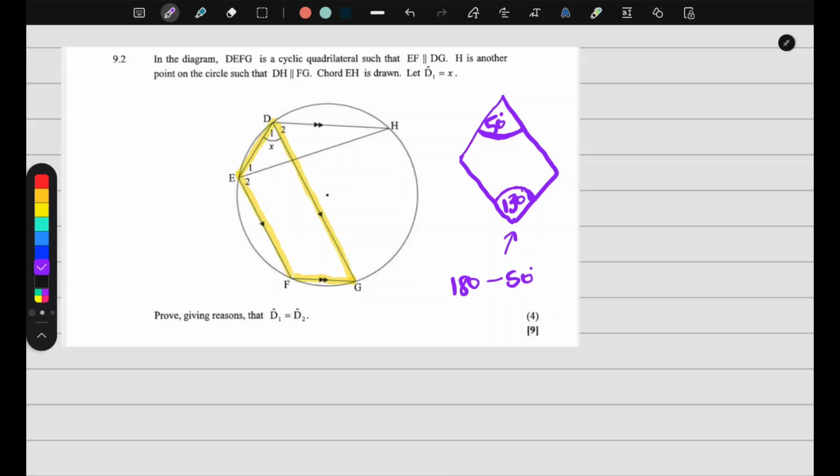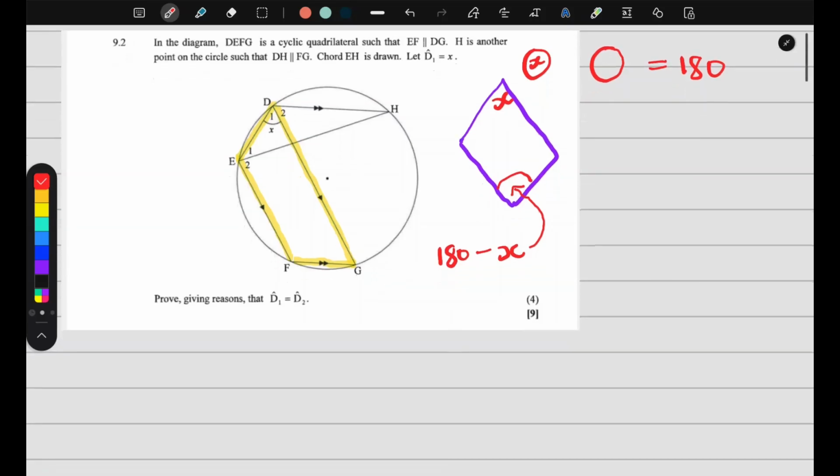Okay, that's easy. But let's say this angle is x. Then what is this angle? This angle is then 180 minus x. And I can't simplify that. So that is my answer. So this angle is 180 minus x. And the reason is opposite angles of a cyclic quad. So if I have two things and they add up to 180, and the one is x, then the other one is 180 minus x.